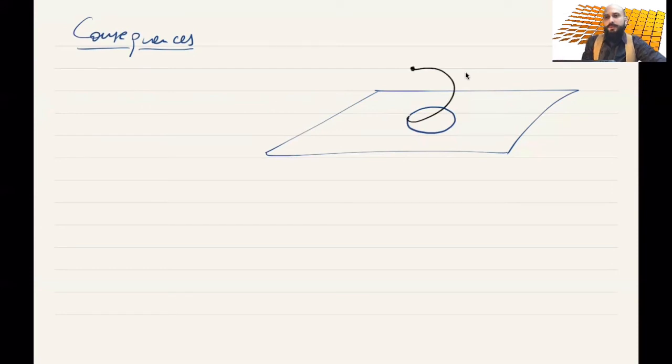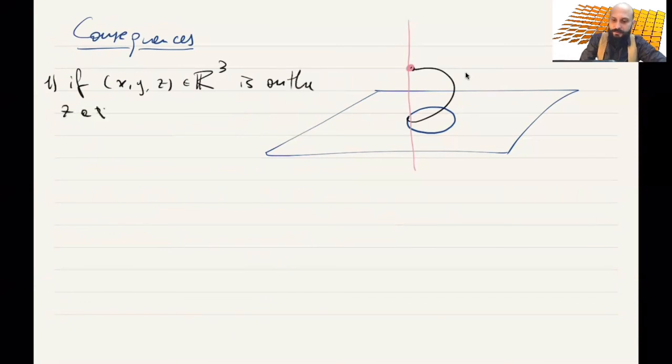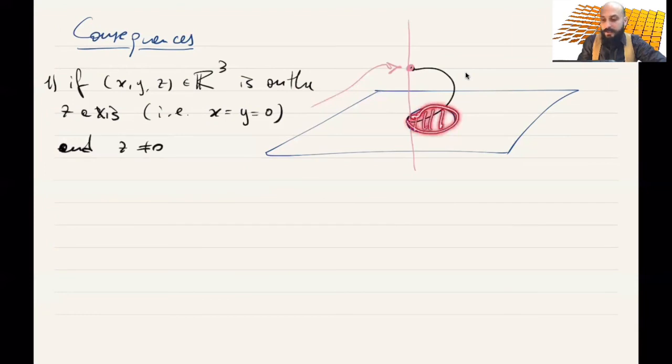Now, what we understand is that, first of all, if the point x, y, z in R3 is on the z-axis, in other words, x equals y equals 0, then you have infinitely many geodesics, right? You take any circle enclosing area z. Let's say z is non-zero. Then every circle with area z leads to a geodesic arriving to this point. Right? So the geodesics are not unique.